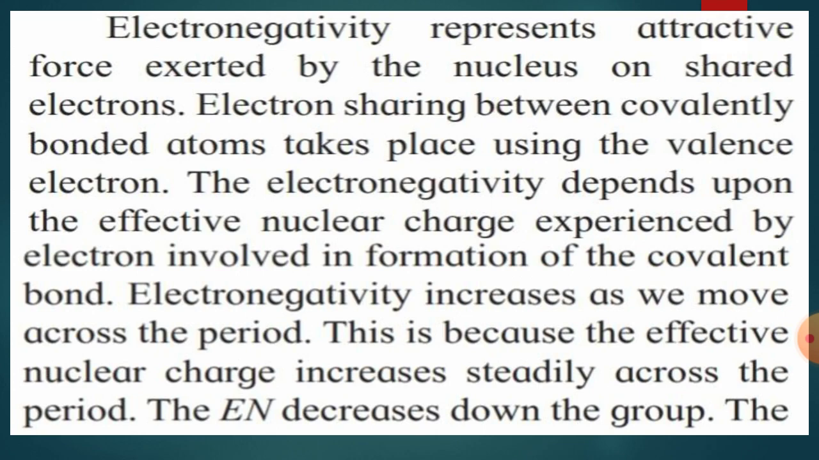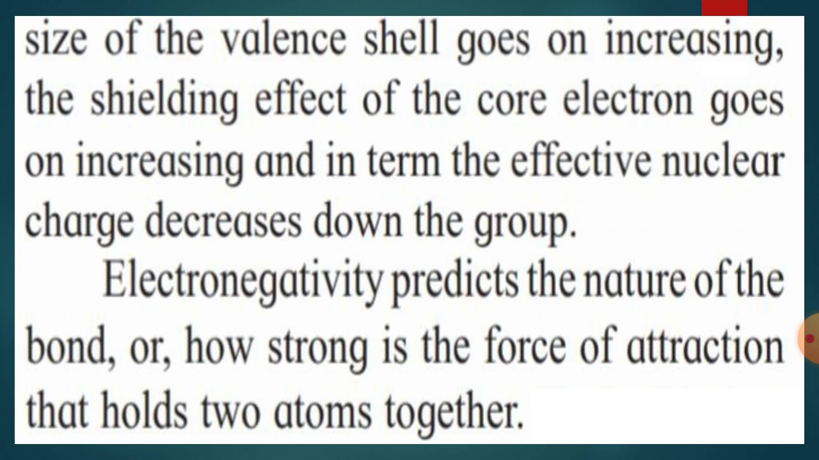Whereas the electronegativity decreases down the group. Thus, as the size of the valence shell goes on increasing, the shielding effect of the core electrons goes on increasing. As the size of the valence shell is increasing down the group, the shielding effect too will increase. Effective nuclear charge will decrease. Hence electronegativity will decrease down the group.